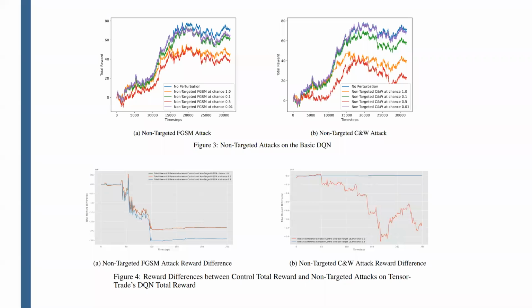So here are some results showing that the performance of a model at test time, in terms of total reward, is impacted by these attacks. The bottom one is the difference from the control agent. This control agent is for TensorTrade and is not under attack. We subtract the total reward at a time step from that of agents attacked at different chances. Chances at 1.0 would mean every time step is attacked. Chances at 0.5 means there's a 50-50 chance that a time step might be attacked.